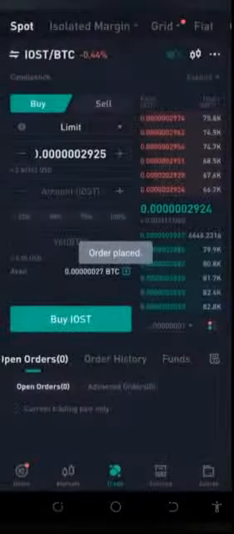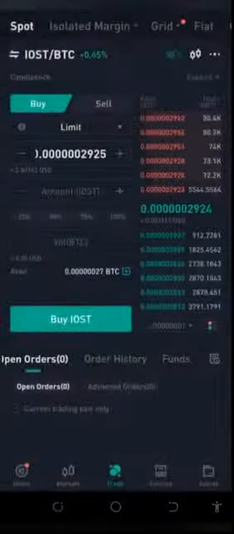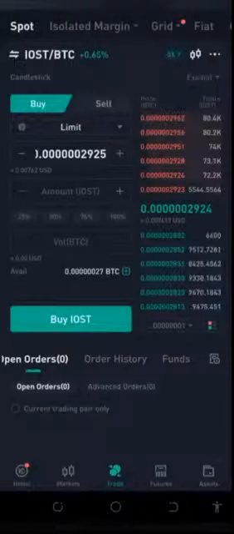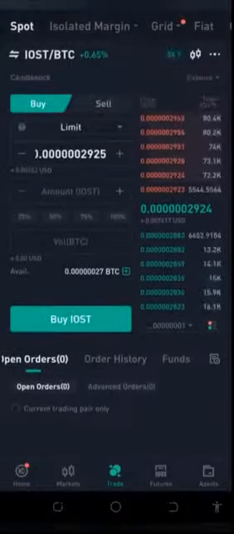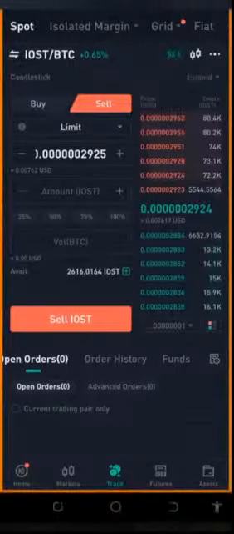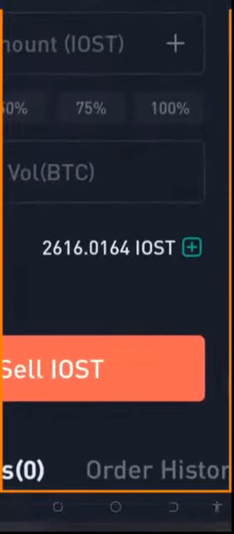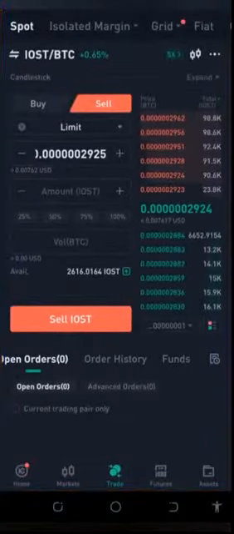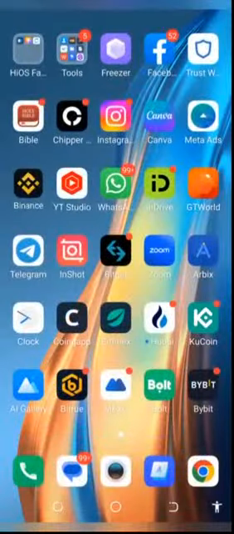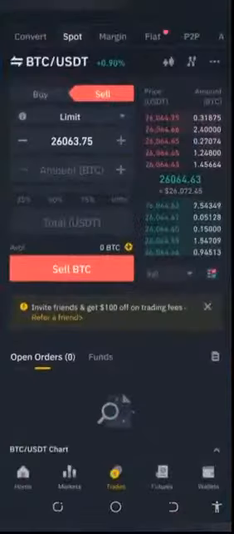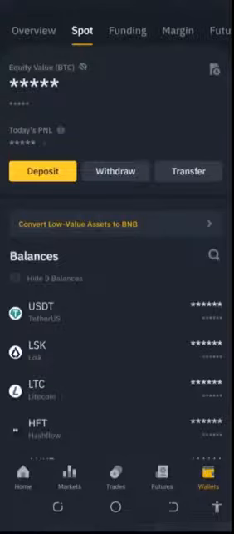I told you it's gonna buy. It's bought. Already bought. So how much have we bought now? We have bought 2616. And the next thing is that we need to quickly send this over. So going to Binance, we need to pick our deposit address. Okay? So let's pick the deposit address.